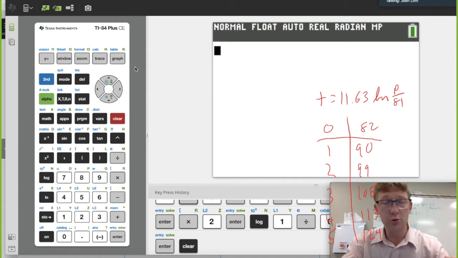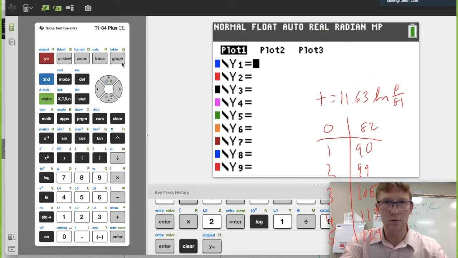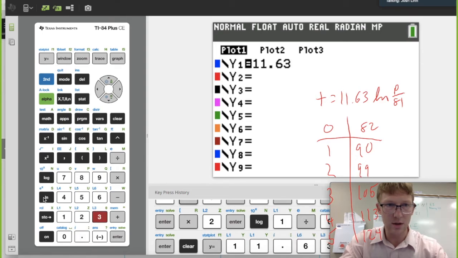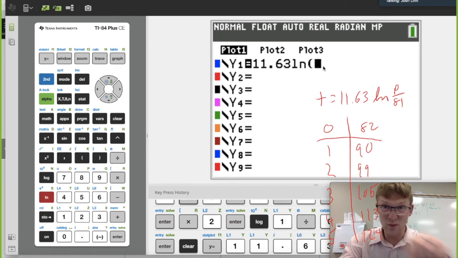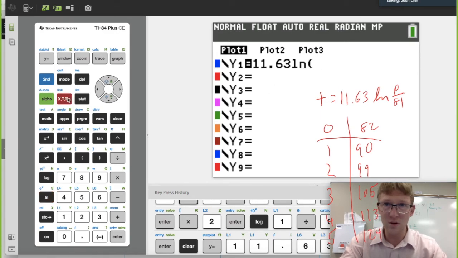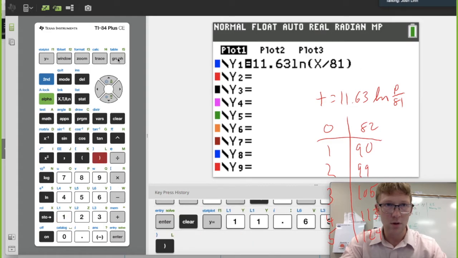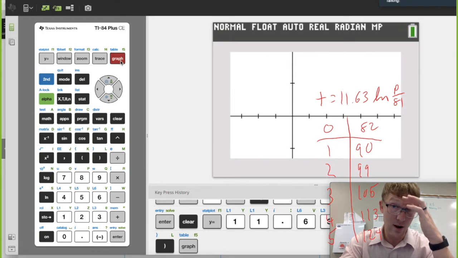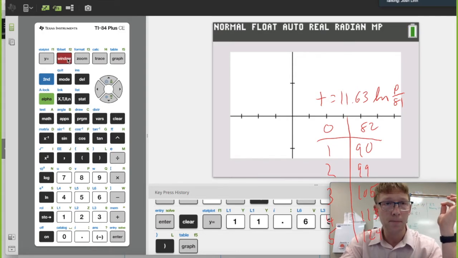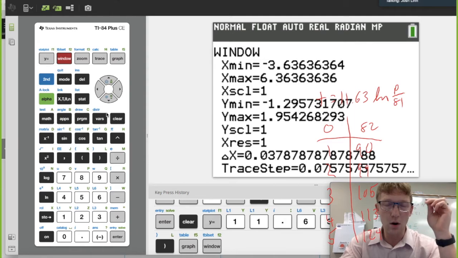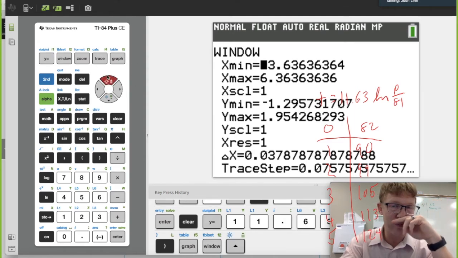So you should already know how to graph this part, right? Go to y equals, and then just type this in, 11.63 natural log. So we've got a parentheses here, so we're good. Our p is going to be our x, our independent variable that we insert, divided by 81. Okay? And what does our graph look like? That's super zoomed in. So our window, now we'll come back to that.